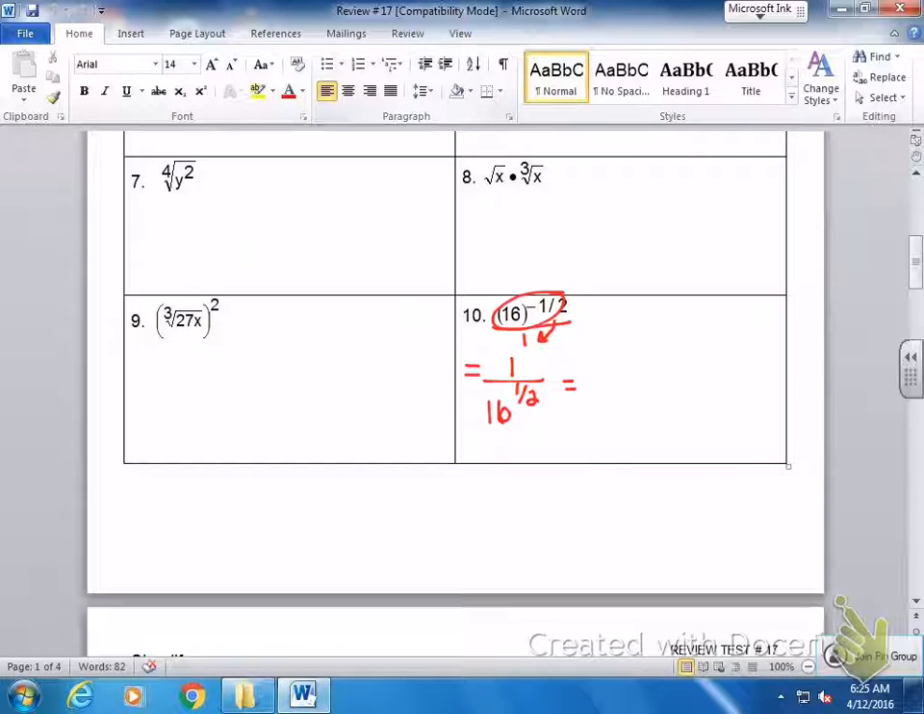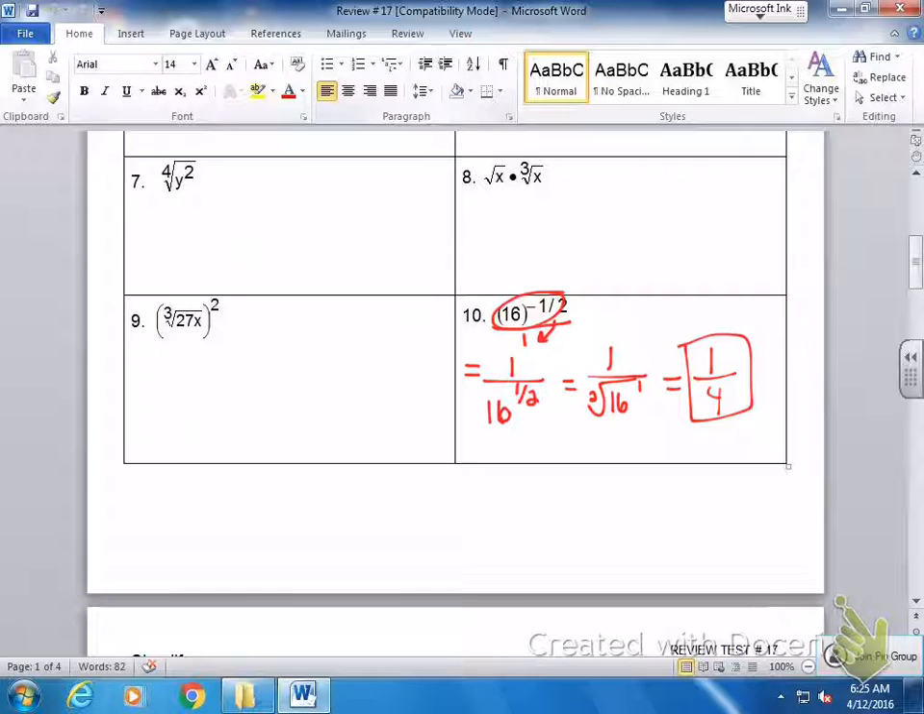Once you do that, guys, you can rewrite it a little bit. That's 1 over 2 roots of 16 to the first, which is just a square root. So that gives me the answer of 1 over 4. So guys, that's not a really tough problem. It's going to look extremely similar on your test. Look what I did here and use that tomorrow.